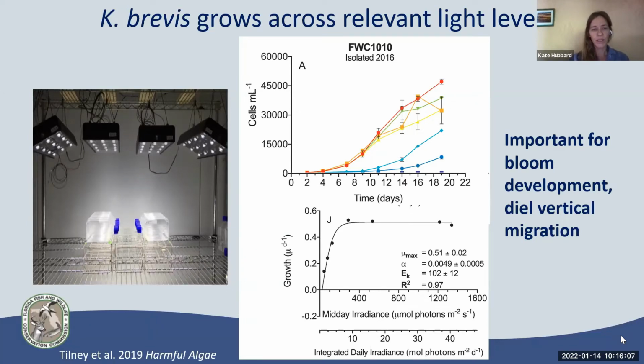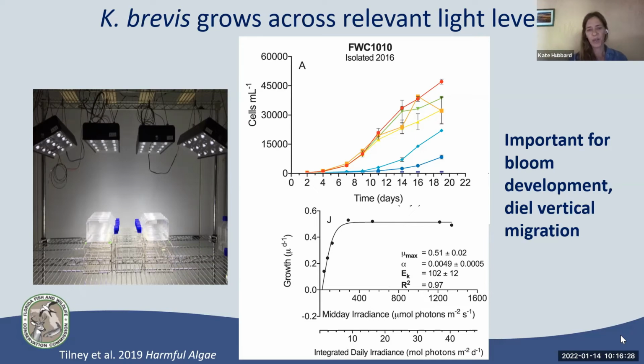And then also we see that that response across different strains is pretty consistent. And that's something that is a little bit in contrast to what was previously thought, where we used to think that Karenia brevis really thrived at low light, sort of what we would expect down deep in the ocean. So again, this is really important for bloom development.